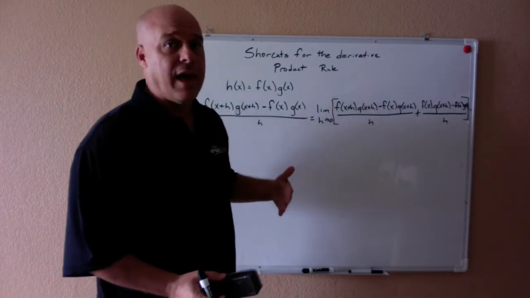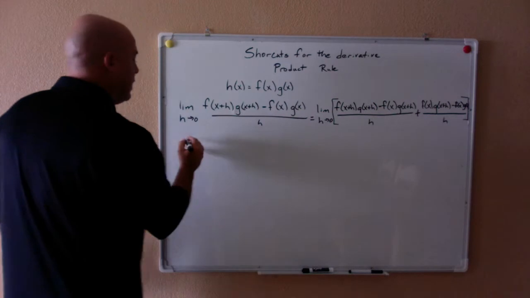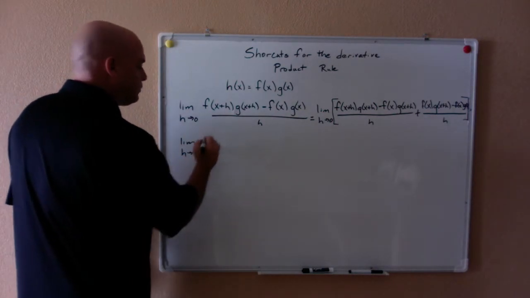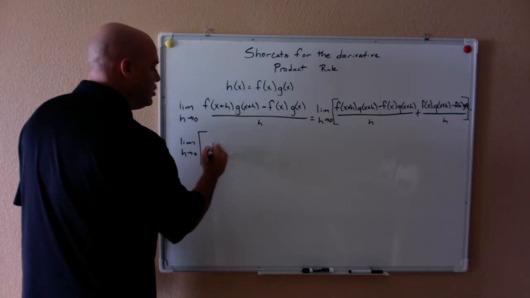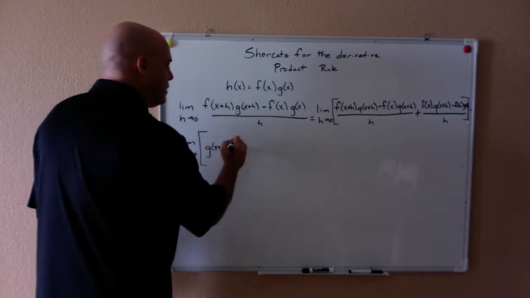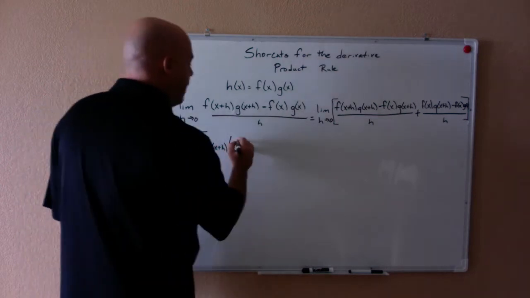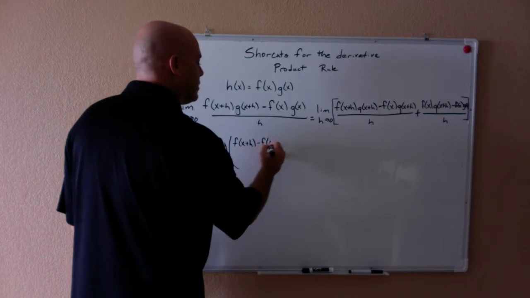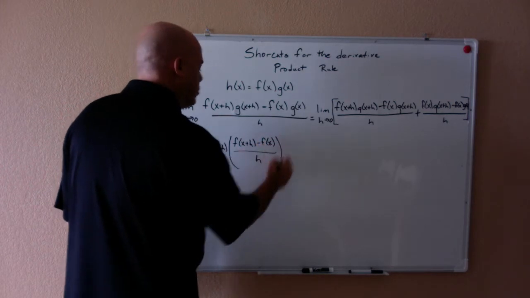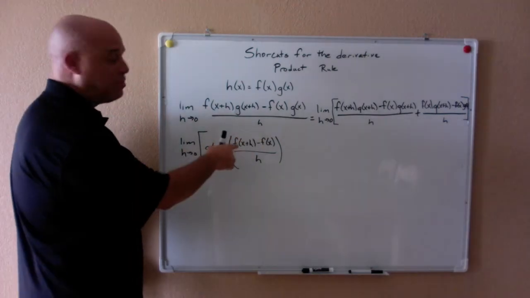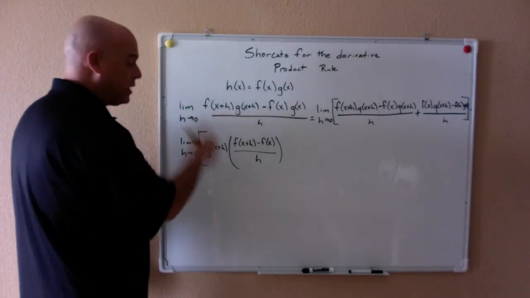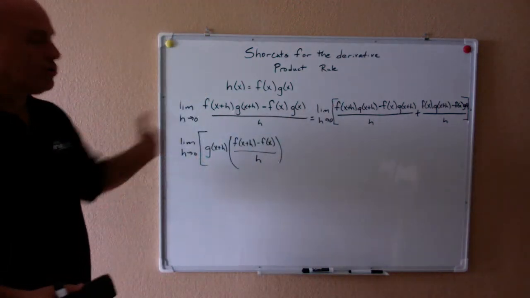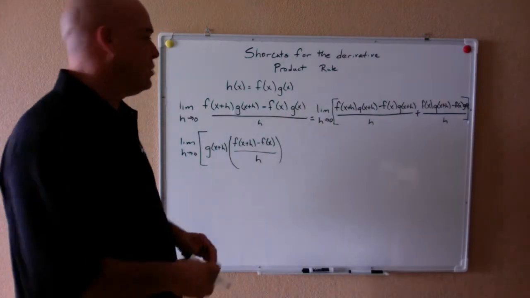So I'm going to factor that out and just put it off to the side. That's going to get me the limit as h goes to 0 of g of x plus h times f of x plus h minus f of x, divided by h. Notice that if I distribute that g of x plus h back through this parentheses, it's going to give the g of x plus h to both of these, which will get me right back where I was here. I really just factored out the g of x plus h.